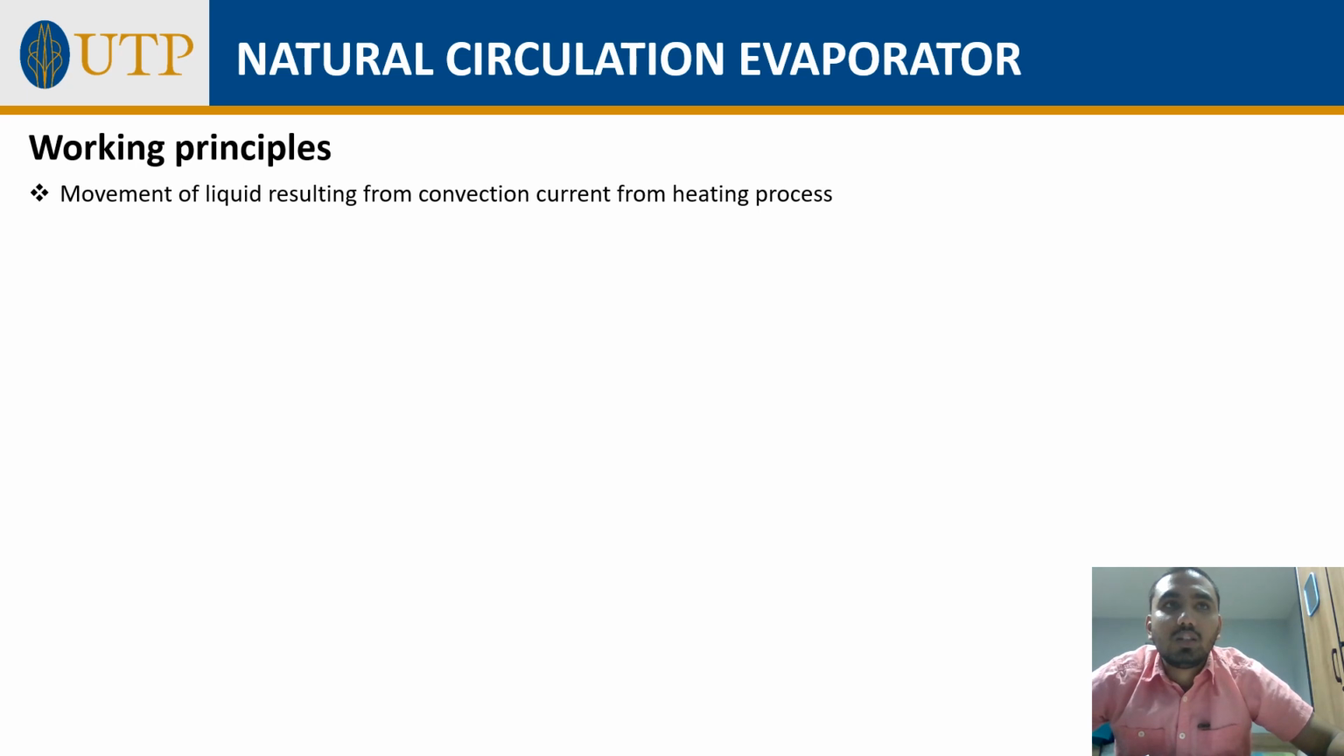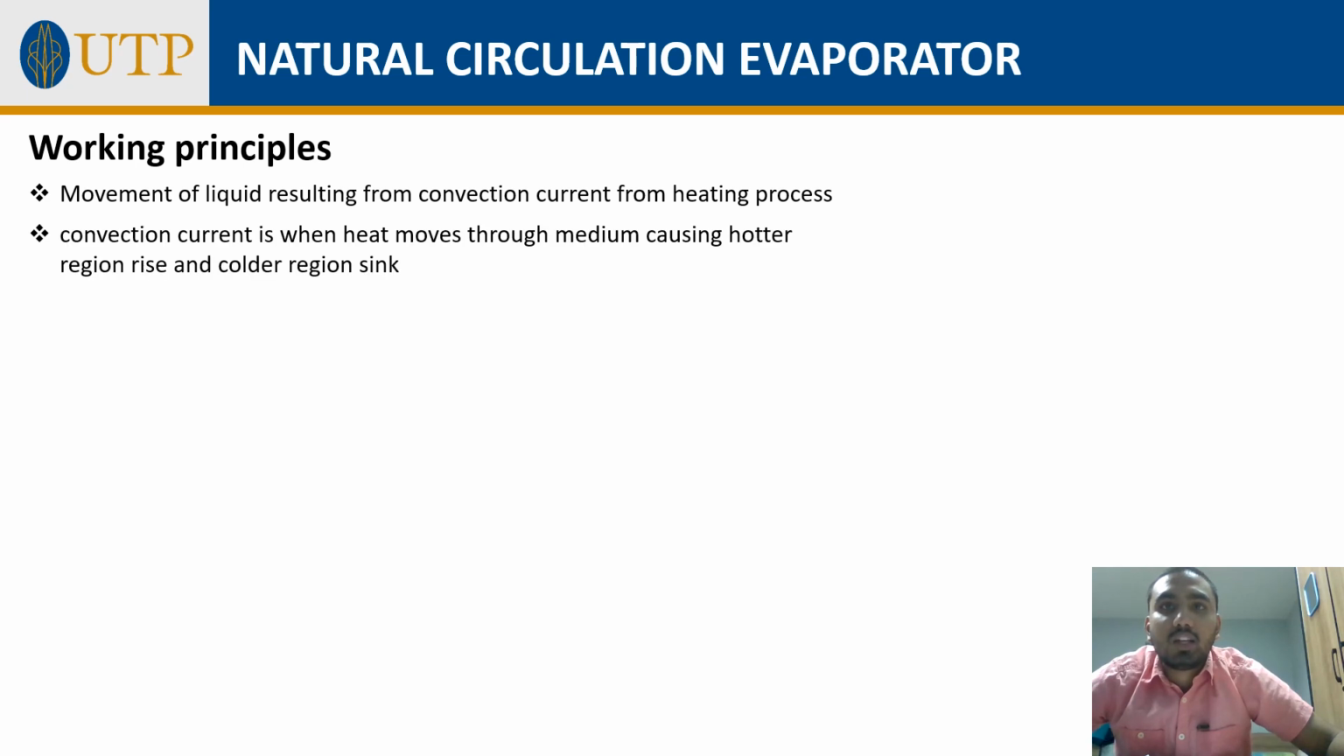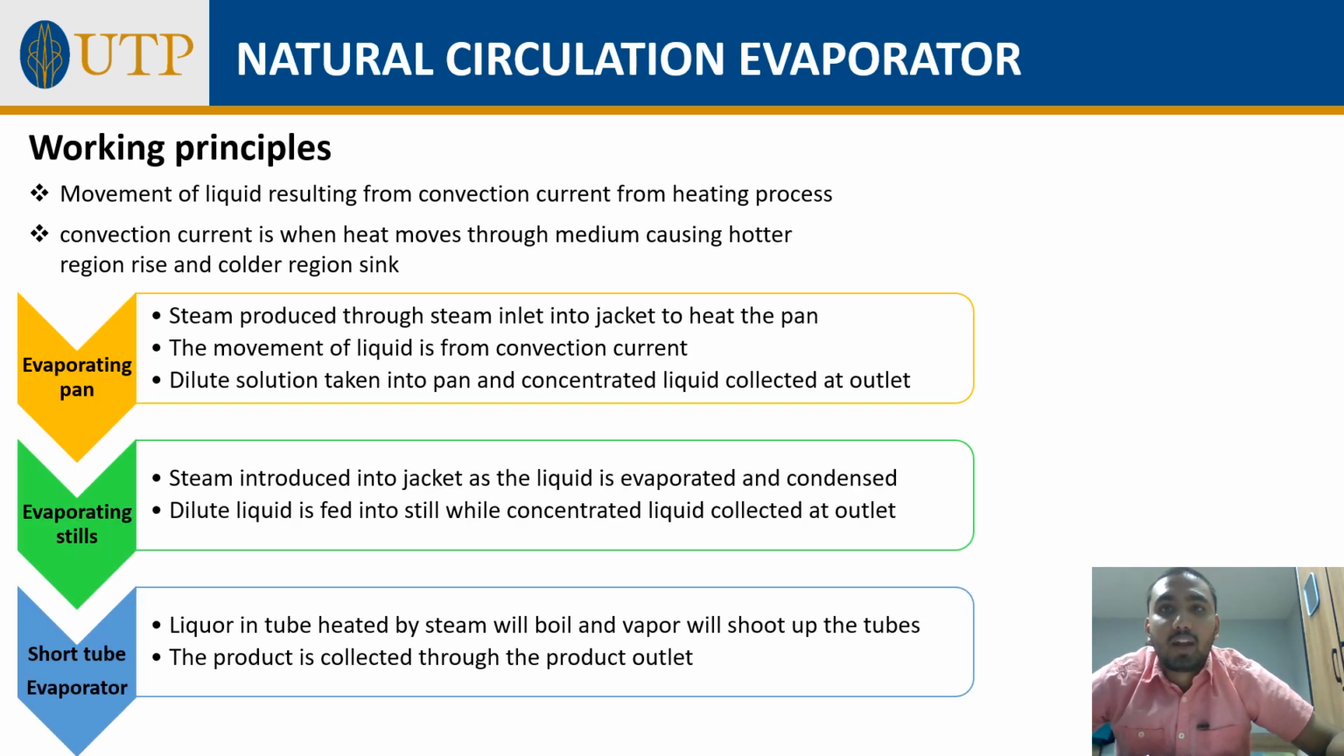As you can see, sir, the liquid moves from the convection current into heating process. The convection current is when the heat moves to a gas or liquid, then the hot part rises and the cold part sinks. Then I will be talking about the evaporator pan, whereby a liquid extract containing water is evaporated in a pan.